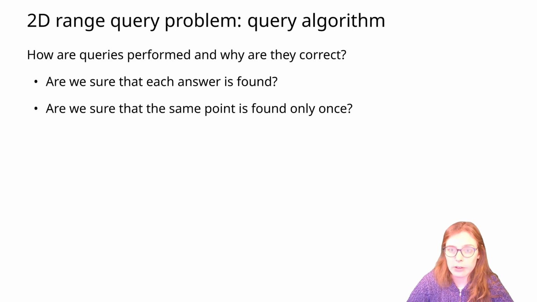Let's now discuss the query algorithm on the two-dimensional range trees. First, we want to answer how the queries are performed, and while doing so, let's keep in mind that we need to make sure that all answers that need to be reported are found, and that we don't report the same answer more than once.